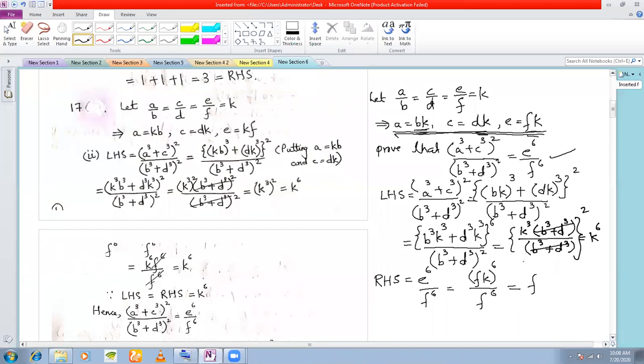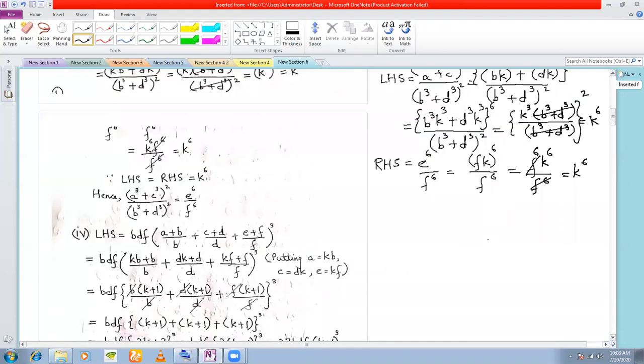Now coming to the right hand side, I put the value of e to get f to the power of 6, k to the power of 6 divided by f to the power of 6. These two cancel, I get k to the power of 6. So I've shown that the left hand side is equal to right hand side, LHS is equal to RHS. So therefore, I have proved that a cube plus c cube whole square divided by b cube plus d cube whole square is equal to e to the power of 6 by f to the power of 6.